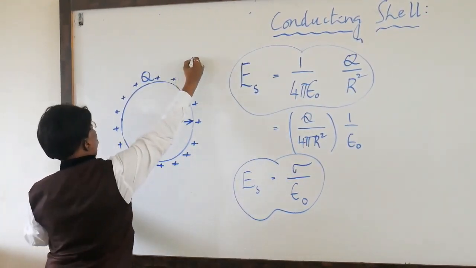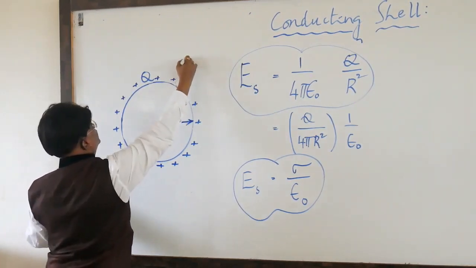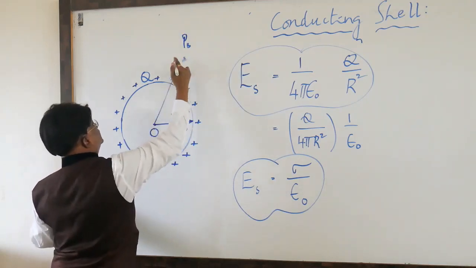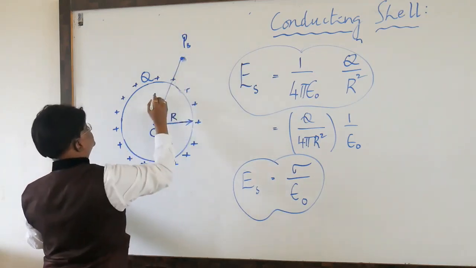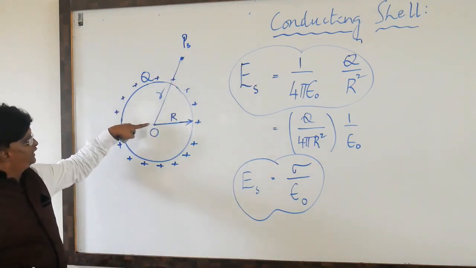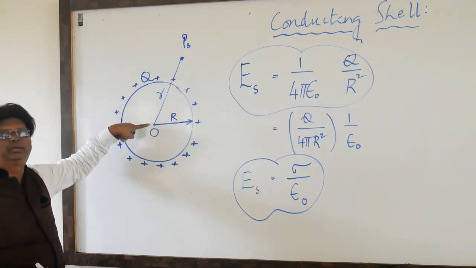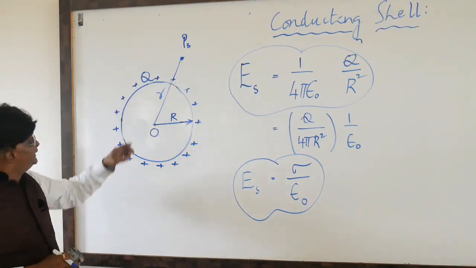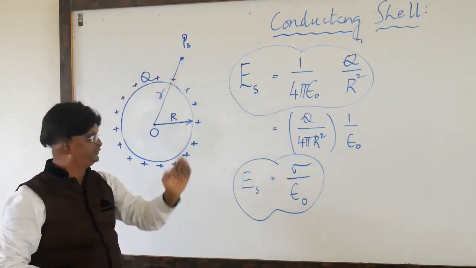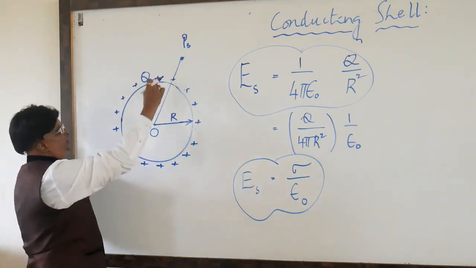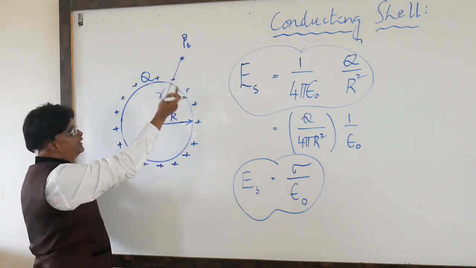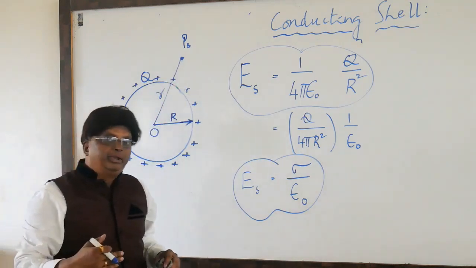Now I consider a point. I write it as P3, which is at a distance, suppose small r. Now look here, this small r distance I am taking from the center of the sphere or shell. The point is sometimes you may also be given the distance of the point from the surface. In such a case, suppose if this is some x from the surface, then small r becomes capital R plus x.